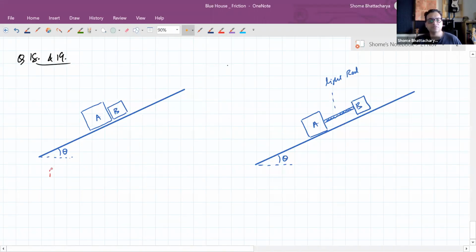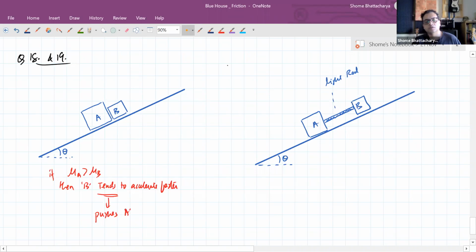In this case, what happens if coefficient of friction of A is greater than coefficient of friction of B? Okay, then B tends to accelerate faster. So because it tends to accelerate faster, it will push A. Okay. So acceleration of A will become equal to acceleration of B, and there will be some kind of contact force between them. So this will experience a contact force like this, and they will have common acceleration.